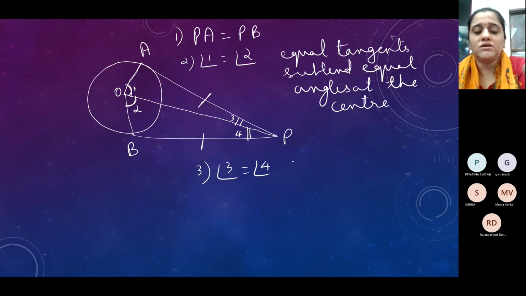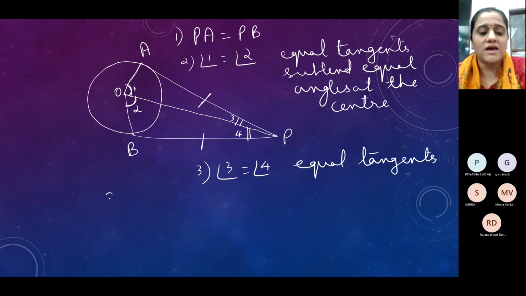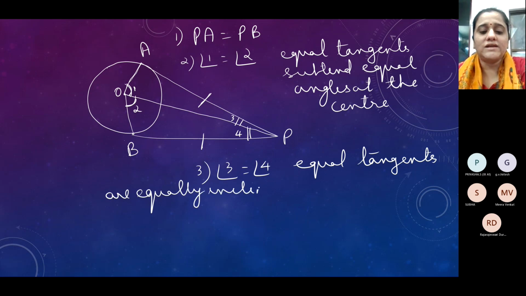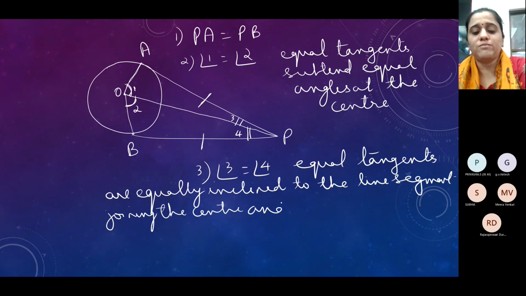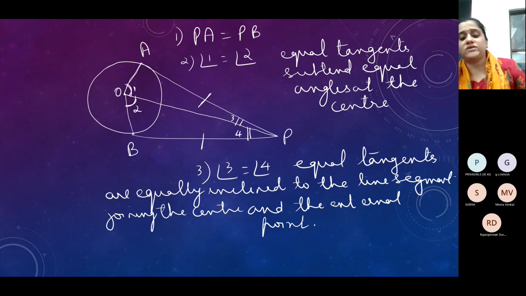This is the result. What's the reason? What do we say? We say equal tangents, because PA and PB are equal tangents. Equal tangents are equally inclined to the line segment joining the center and the external point. Write on this fast, external point. That's all. With this, we'll get started with the exercise.